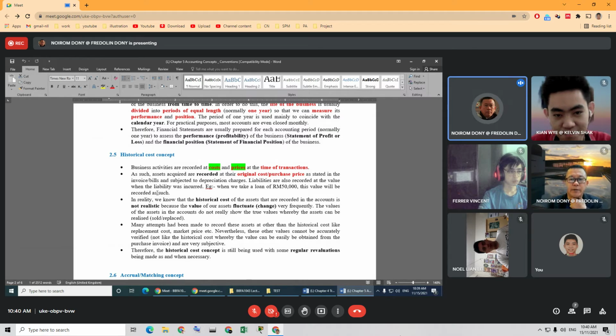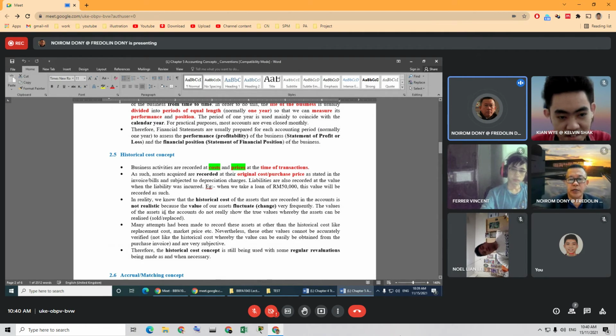Okay, we are following that. Liability is also the same thing. We record the value of the loan according to the record, as it was recorded when we took it in year 1, according to the same amount.